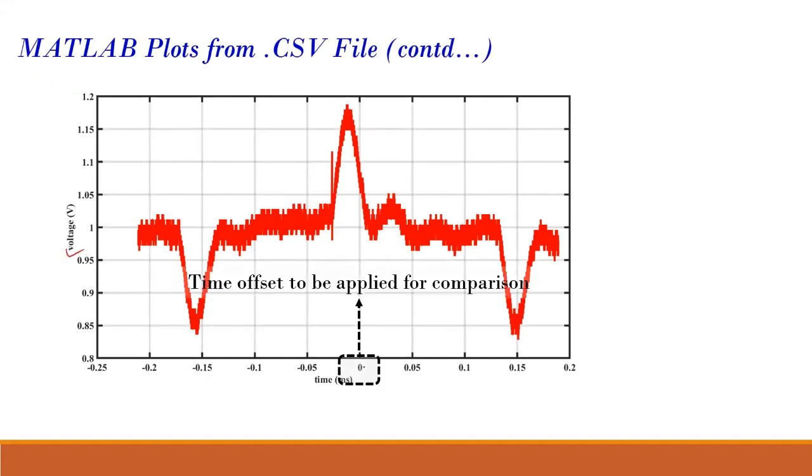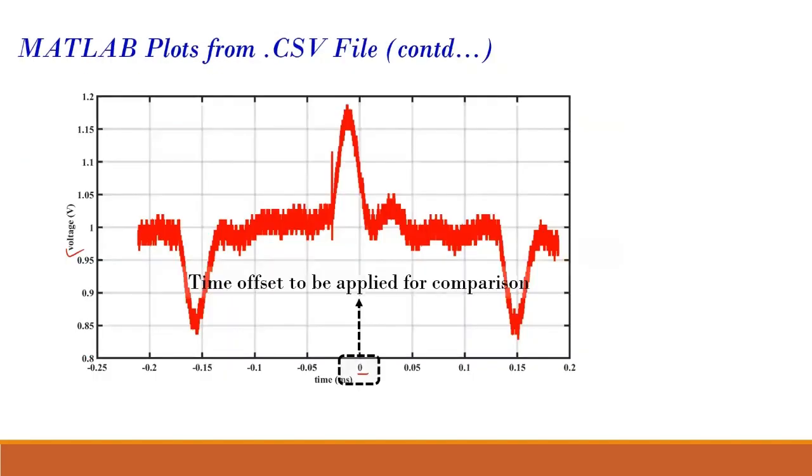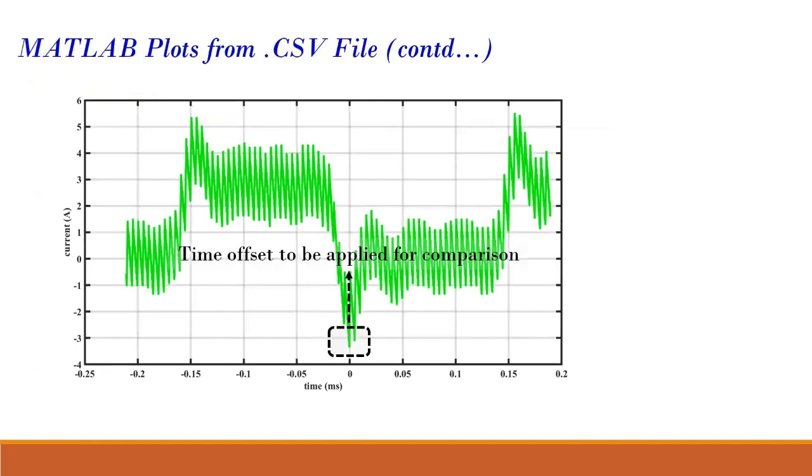But there will be a time offset. Why is the time offset there? Because if you see the CSV file, time is starting from minus 0.25. It is not starting from 0. Similarly, for your inductor current also, the time offset will be there. So what you must do is add plus 0.25. If you add 0.25 to everything, this will be 0, this will be 0.05, this will be 0.1, etc.